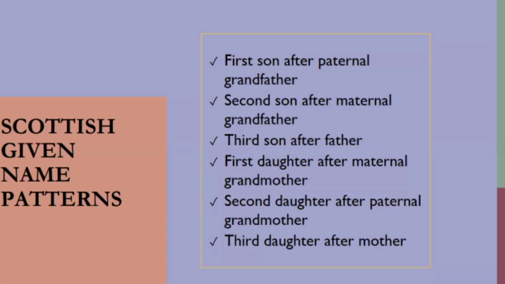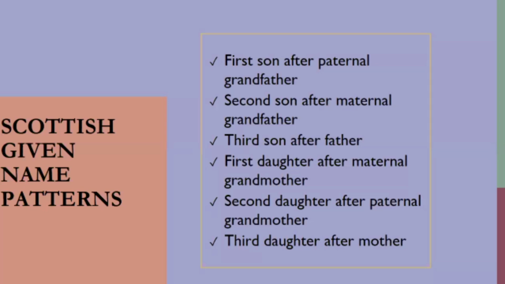The first son was usually named after the paternal grandfather, okay? If before the second son was born, that first son passed away, the second son would be named again after the paternal grandfather. But if that first son was still alive and the second son was born, he would be named after the maternal grandfather. And then the third son would be named after the father.